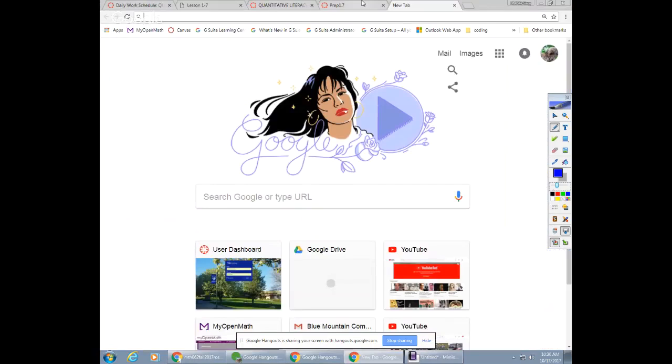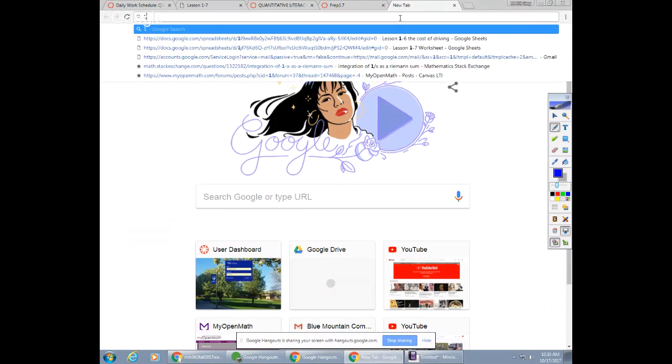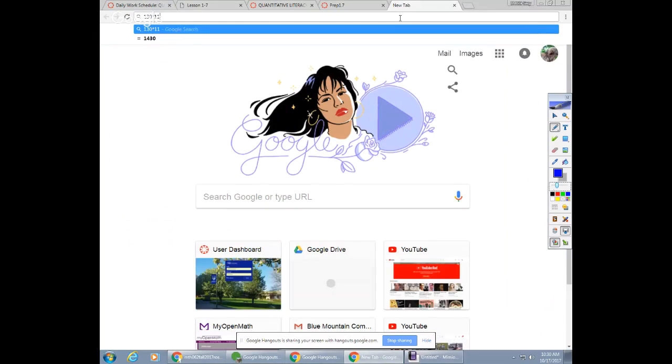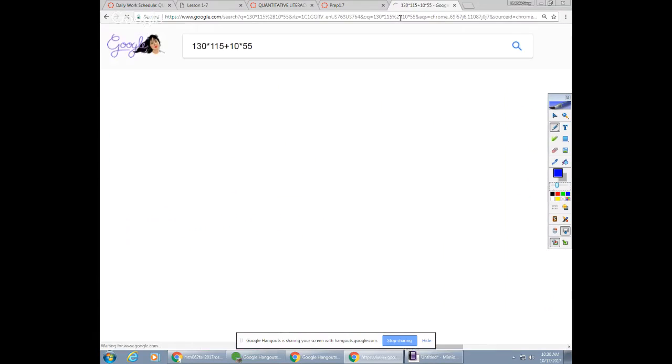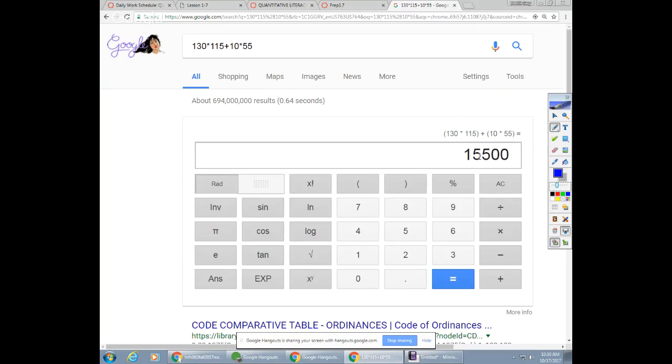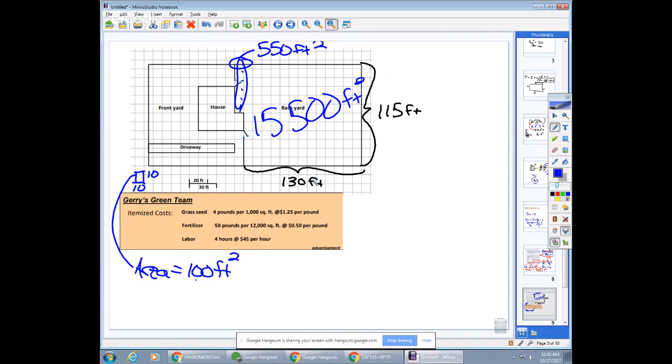I'm just going to double check, plug it in here. So I have 130 feet times 115 feet plus, as Colt said, another spot that's 10 feet by 55 feet. And Google says, yep, that's 15,500 square feet of yard in the back that we have to deal with. Okay, so our next goal is we need to turn square feet into dollars, and these figures here should help us do that.